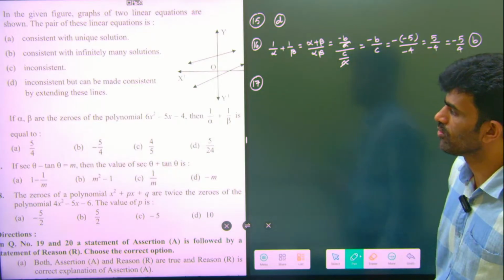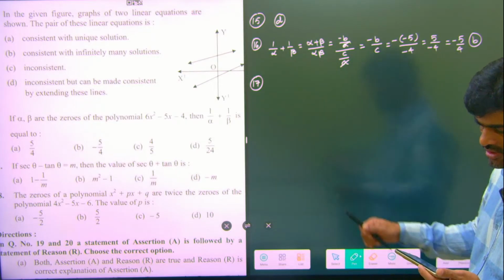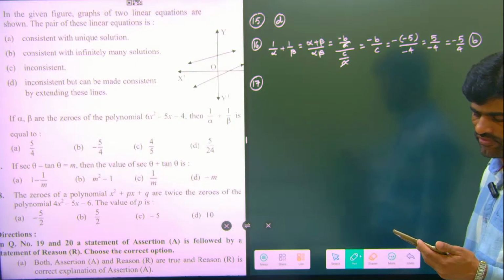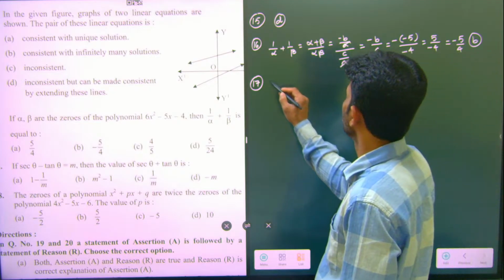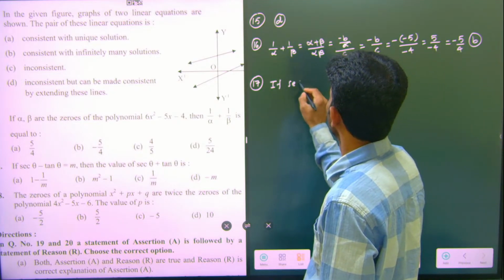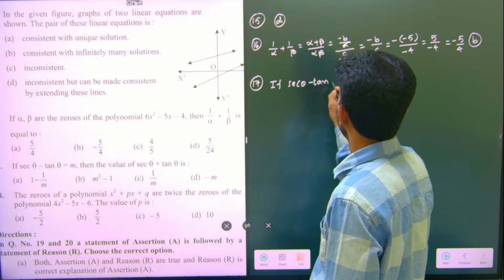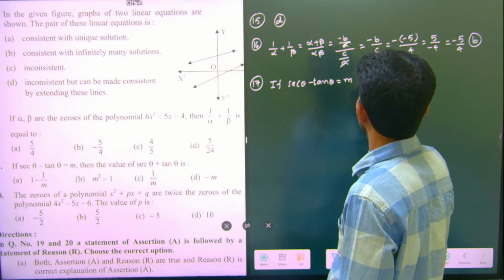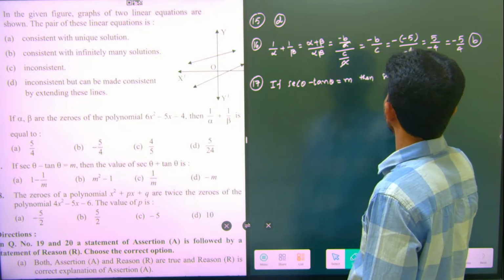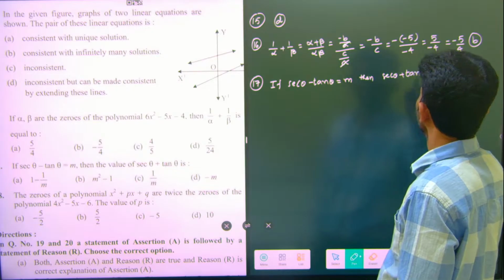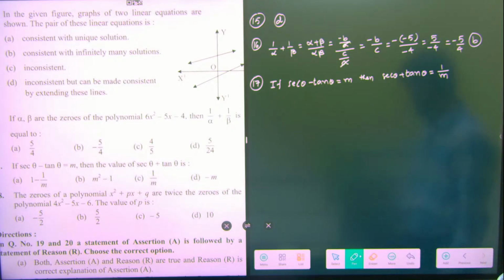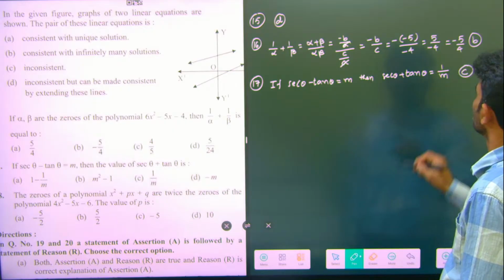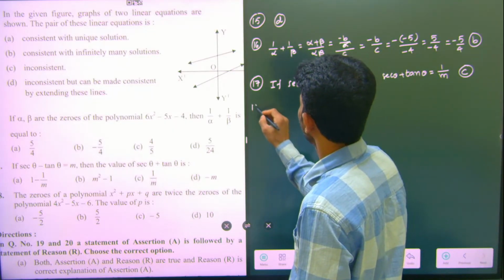Secant theta minus tan theta is equal to m. Then the value of secant theta plus tan theta? This was given in one of the pre-final exams. They both are reciprocals. If secant theta minus tan theta is equal to m, then secant theta plus tan theta, they both are reciprocals, that's why the result is going to be 1 by m. Remember, result is 1 by m, and the option is C. Option C is correct. Question number 18.